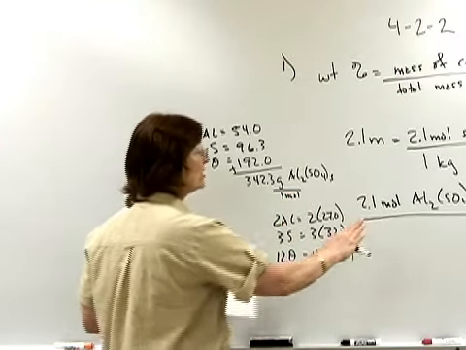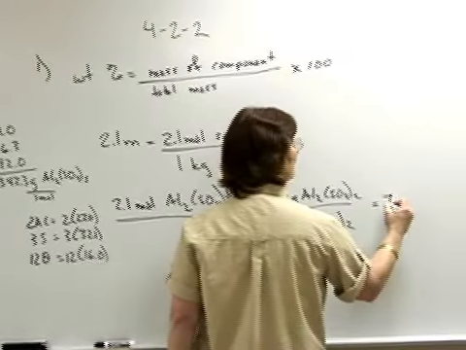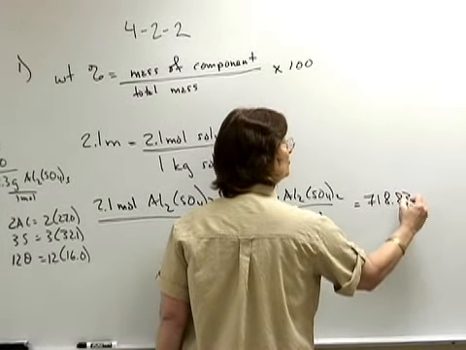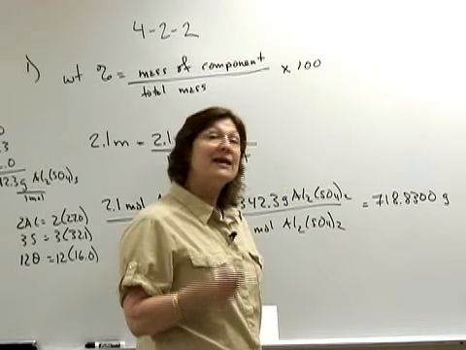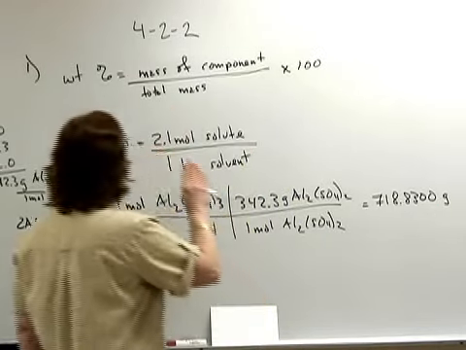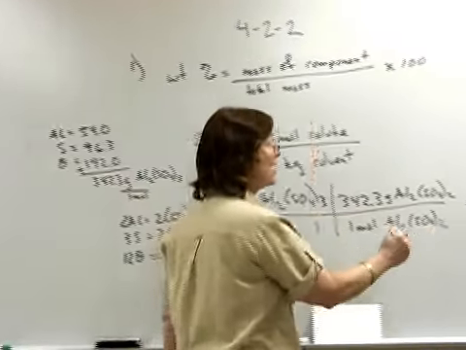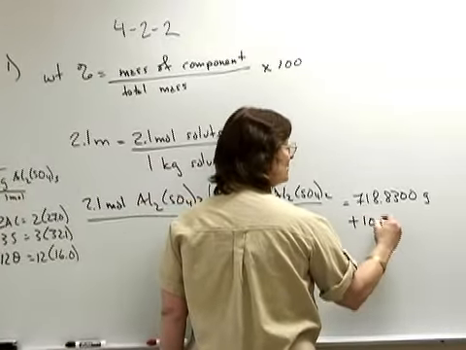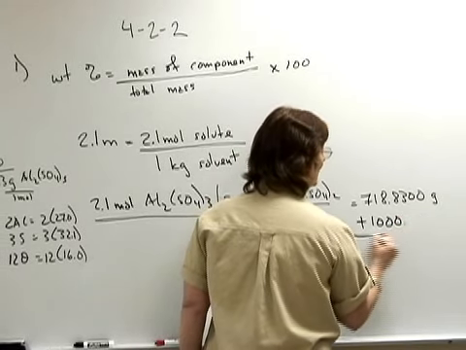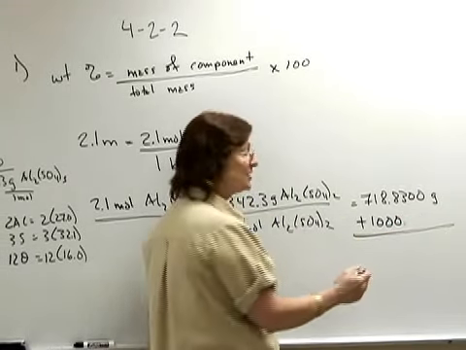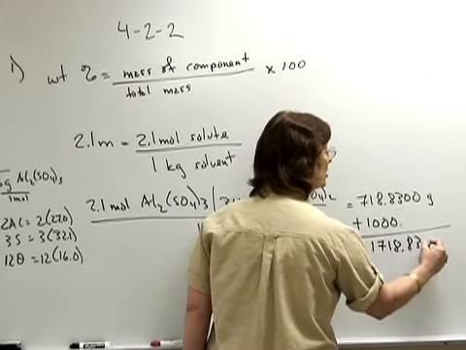And when I do the math here, my moles to grams, I come out with 718.83 exactly grams of the aluminum sulfate. Now, by definition, we know that we also have 1 kilogram of solvent, and therefore I'm going to add 1,000 grams. Not 10,000, 1,000. And then I get a total of 1,718.83 total.